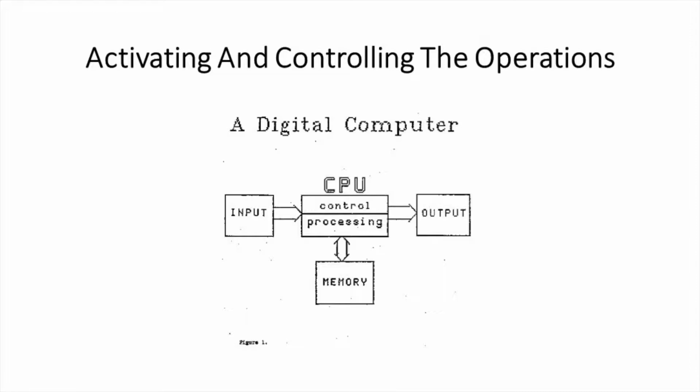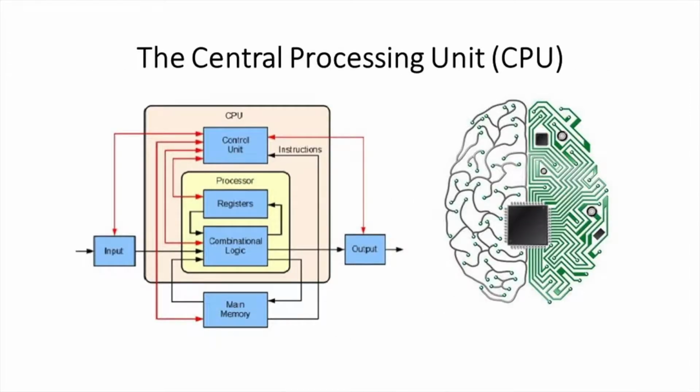The ALU and the CU of a computer system are jointly known as the central processing unit. You may call the CPU the brain of any computer. It is just like the brain that takes all major decisions, makes all sorts of calculations and directs different parts of the computer functions by activating and controlling the operations.